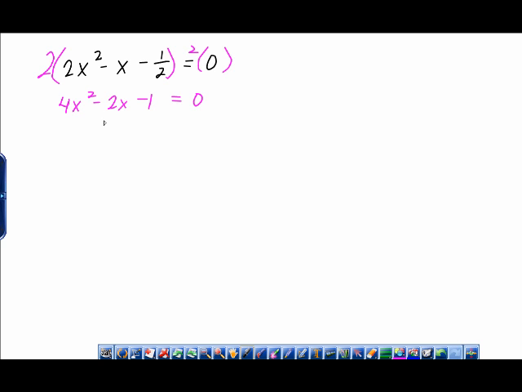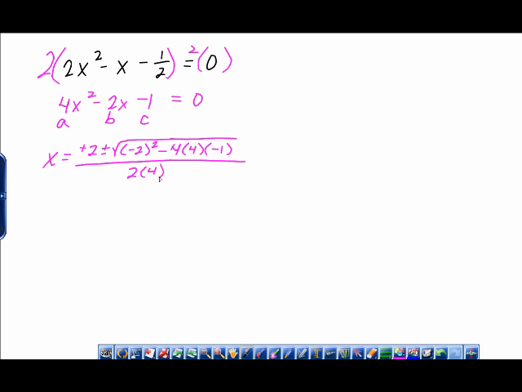Now, I already told you this isn't going to factor, but we can see now clearly that it's not. 4 times negative 1 is negative 4, and there's no way I can get an addition of negative 2 out of that. So remember, you have your a, b, and c, and we're going to use the quadratic formula. So negative negative 2, which would give you positive 2, plus or minus the square root of b squared, which is negative 2 squared, minus 4 times a, which is also 4, times c, which is negative 1, all over 2a, or 2 times 4.